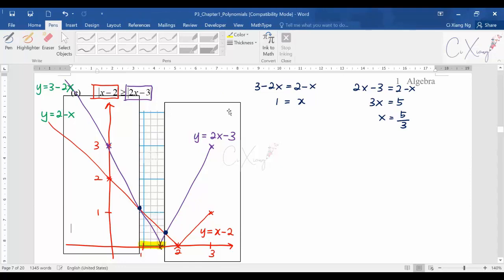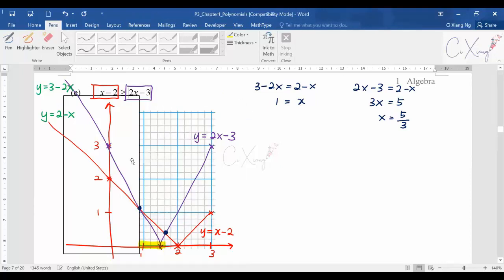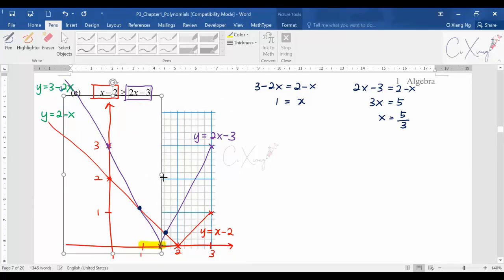Then how about the last one? For the last part, what we are going to do is cover off the rest, and then we check only on this part.